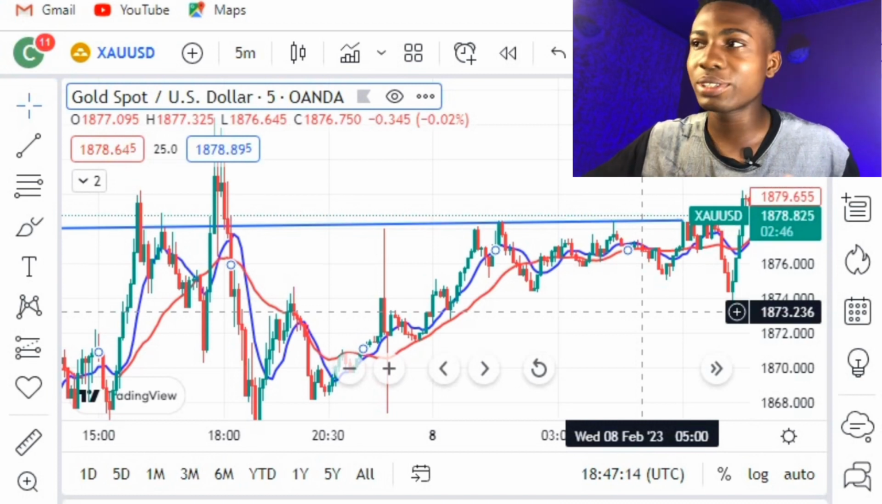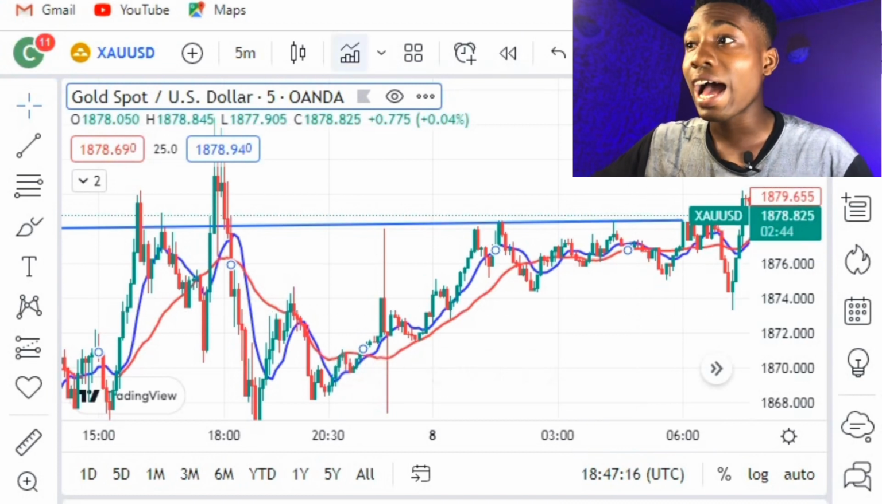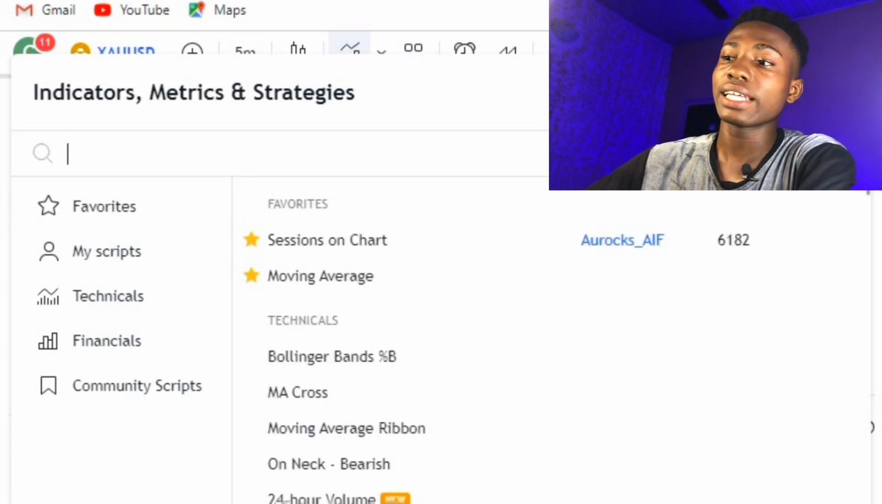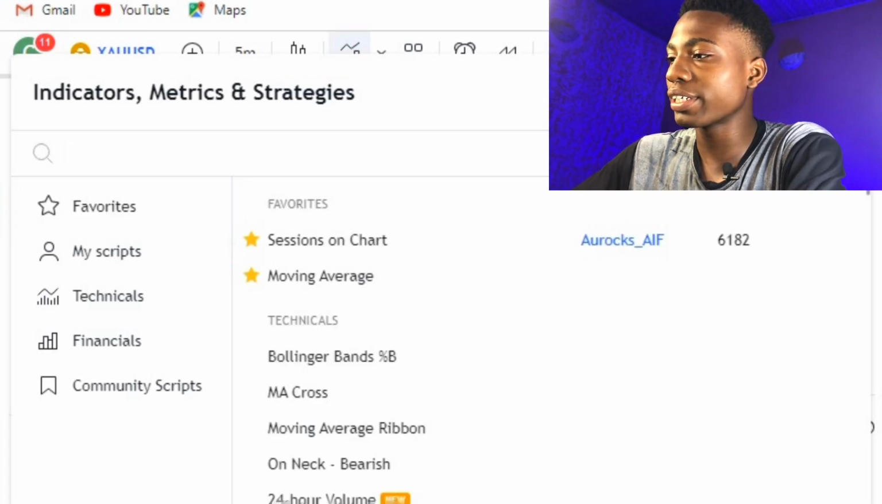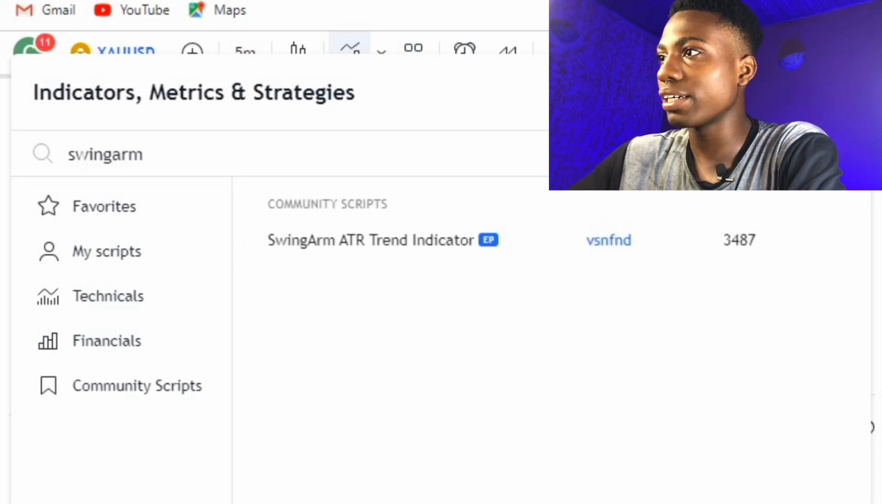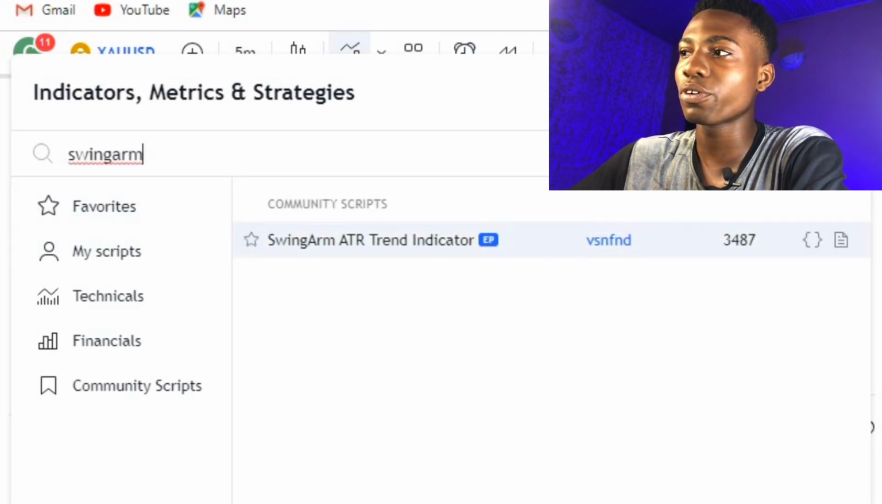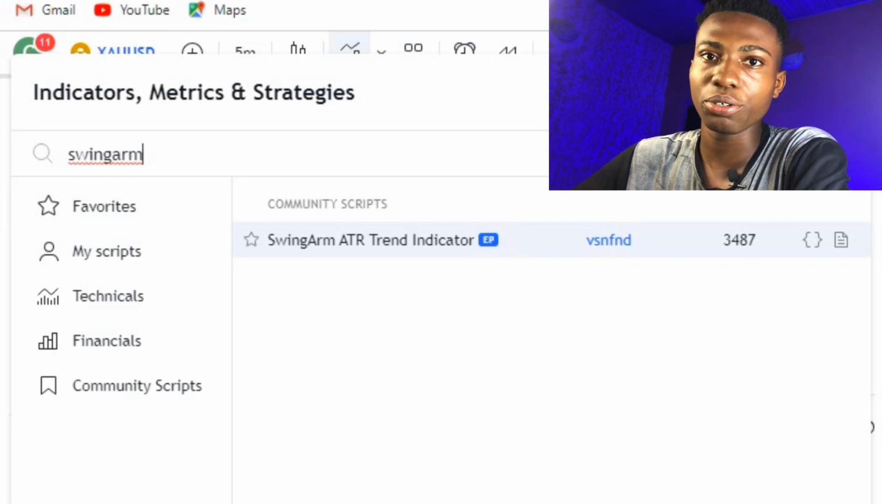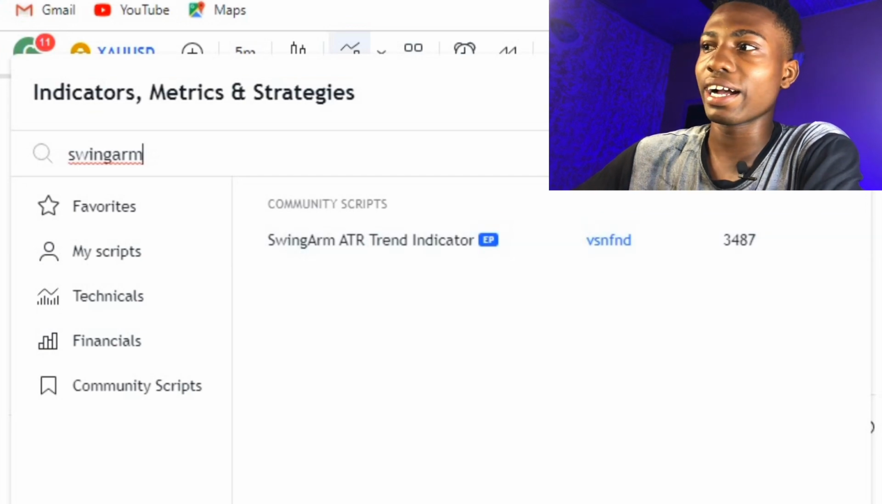Now in order for you to do this, you have to go to your indicator section, and I'm sorry, this is only available on TradingView. In order for you to get this, what you have to type in is the ATR trend indicator. As you can see, this one right here is actually the indicator by VSNFND. You want to make sure it's actually this one you're getting.